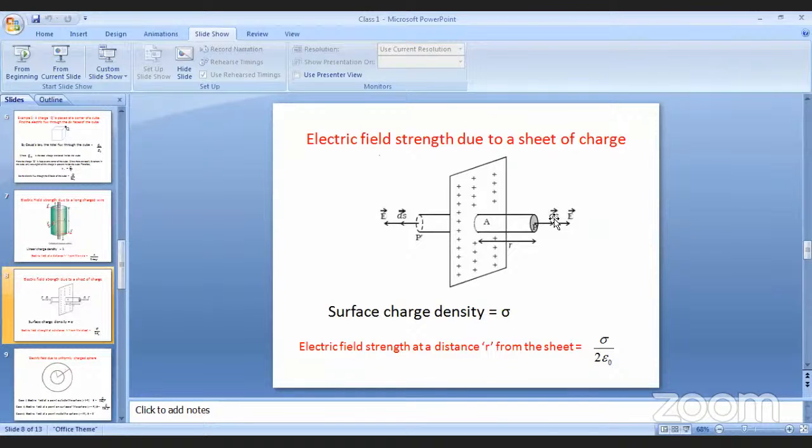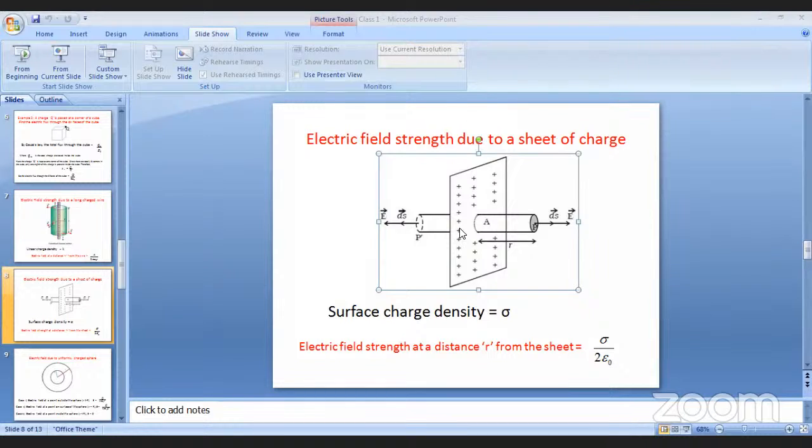So the integrals over the caps won't vanish. Only the integral along the body of the cylinder vanishes, because there the electric field and the surface area vector are perpendicular to each other. So the electric field strength at a distance r from the sheet is given by sigma by 2 epsilon 0. Here also we are not bothering about the derivation part, since you might have already studied that.